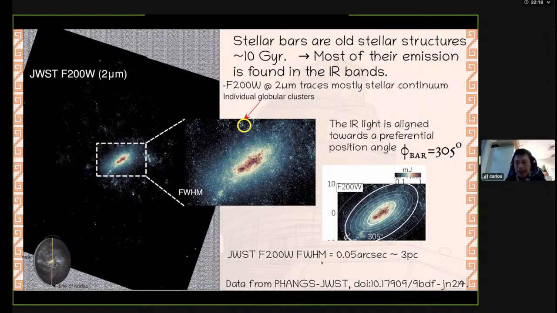So the spatial resolution at the distance of this object from JWST is of the order of 3 parsec, and we are able to observe individual globular clusters in this galaxy.